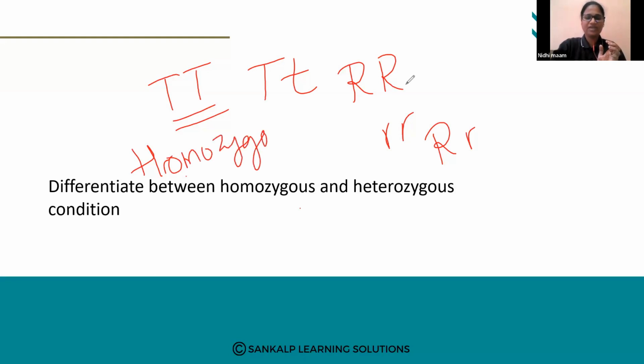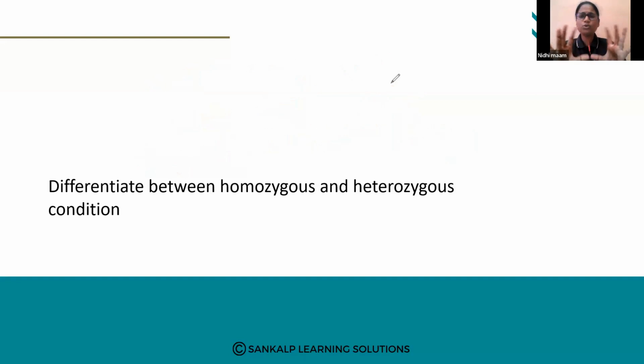Next. Here we have T and small letter t. What is this condition referred to as? Heterozygous condition, right? When the alleles are non-identical, not the same, then it is called heterozygous condition. So from this it is clear that you know the concept.